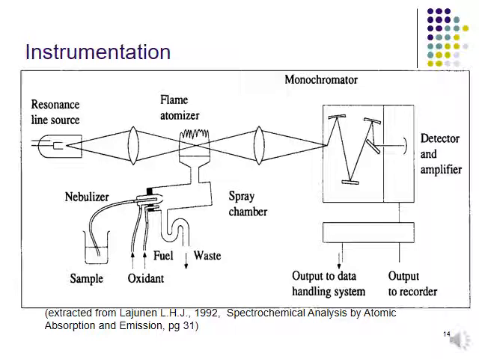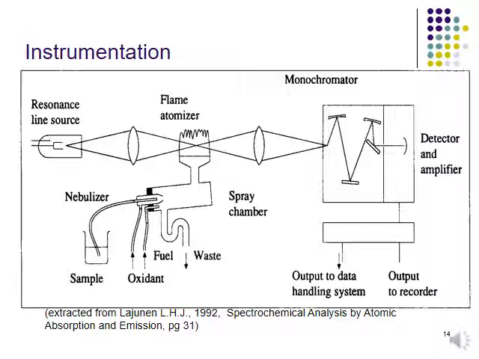After that, when there's a lot of solution in here, it will go to the waste. So here this is the oxidant gas. This is what we call the spray chamber. After it becomes small tiny particles in here, it will go on to the flame, and it will become the atoms.